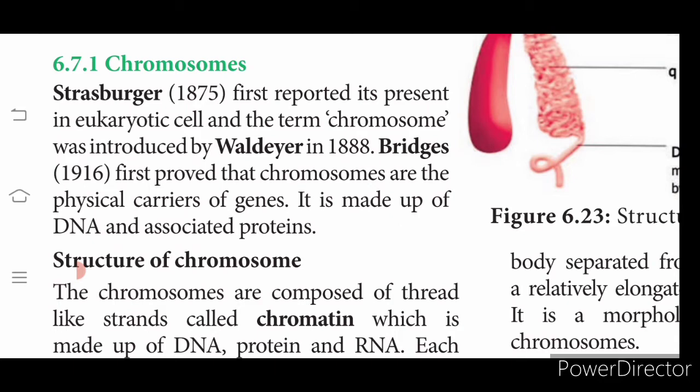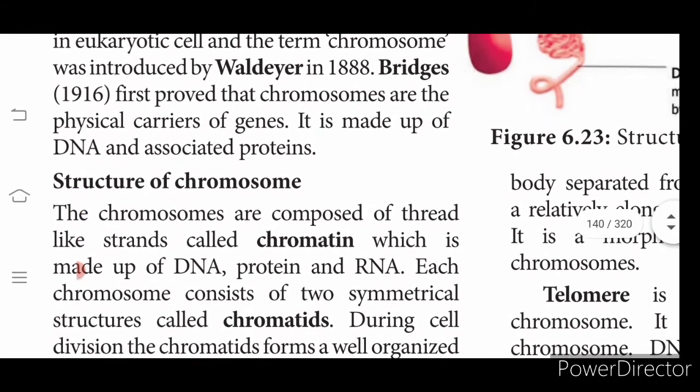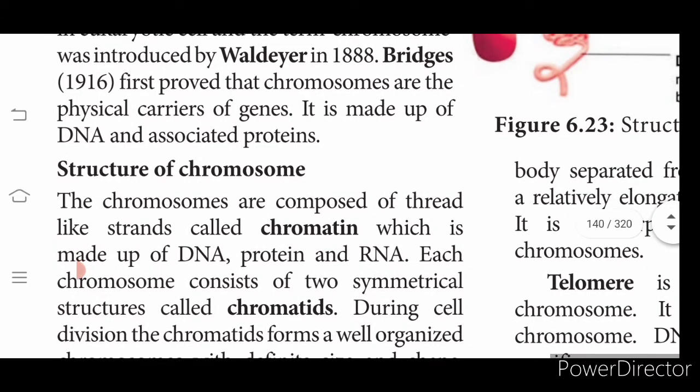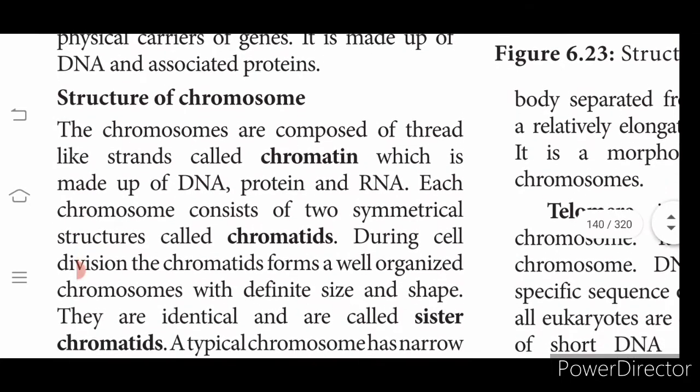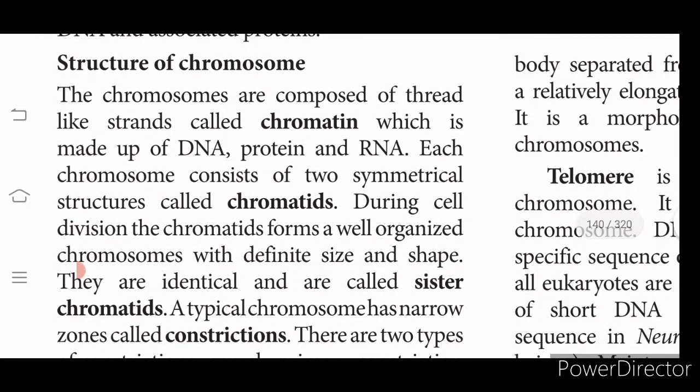It was first reported by Strasburger and the term was introduced by Waldeyer and Bridges. They first proved that the chromosomes are the physical carriers of the gene. It is made up of DNA and associated protein. Follow? What is this chromosome made of? DNA and protein. I told you proteins are nothing but enzymes and hormones.